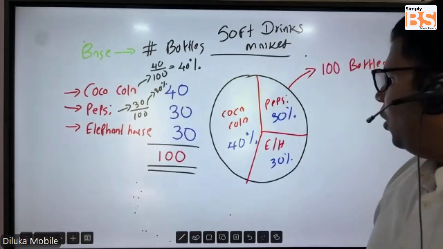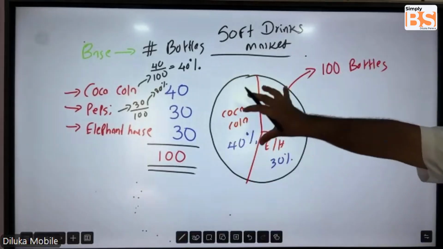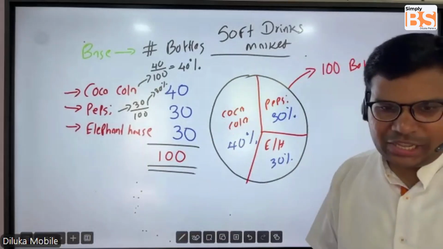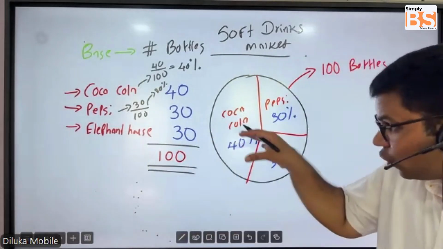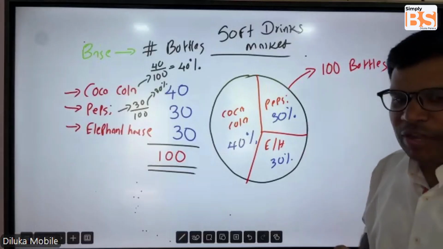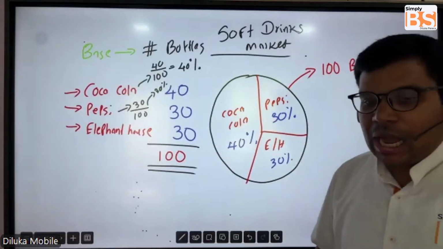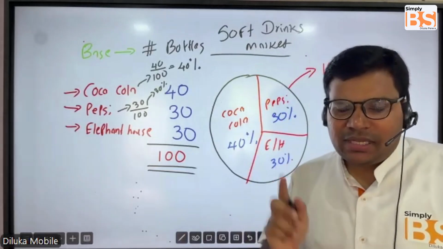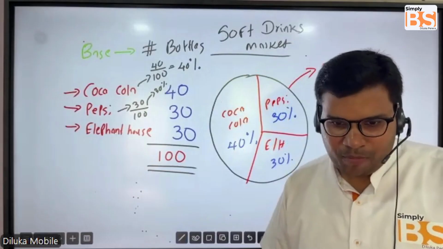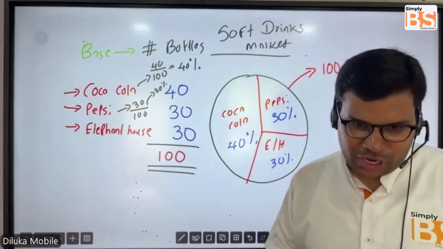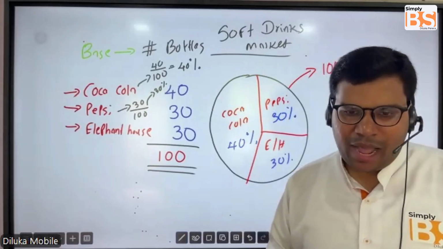Look how the entire market is being captured at different percentages. So this is called market share, where from the total soft drinks manufacturing market, Coca-Cola is accommodating 40% of the market, Pepsi is 30% and Elephant House is 30%. This is how you explain market share.